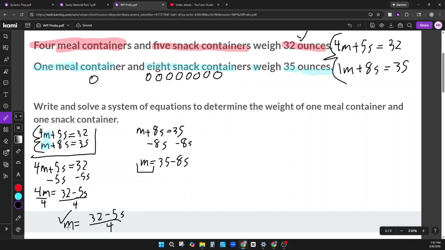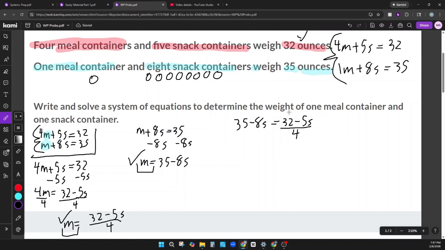And now I have two equations equal to m. I am now set up to set my equations equal to one another because now they're both equal to m, and so they are equal to each other. So I'm going to have 35 minus 8s is equal to 32 minus 5s all over 4. And now we are set up exactly like we were in section 2 with our systems of equations. Instead of x, we have s, but essentially we're going through the same steps in solving.